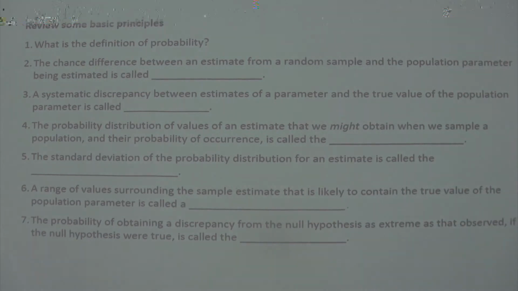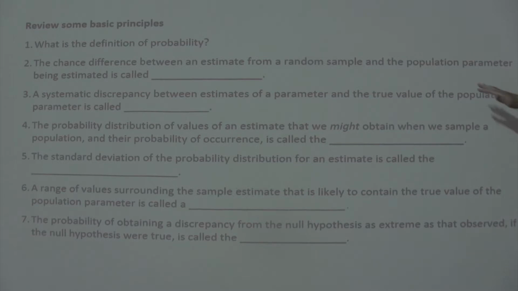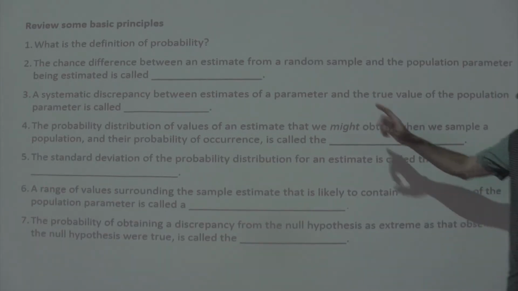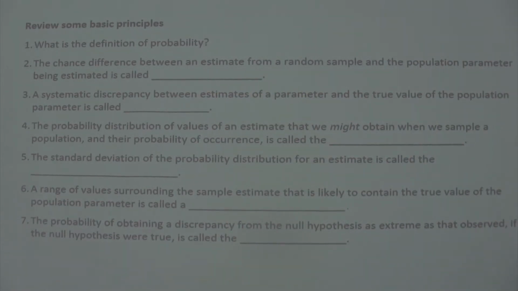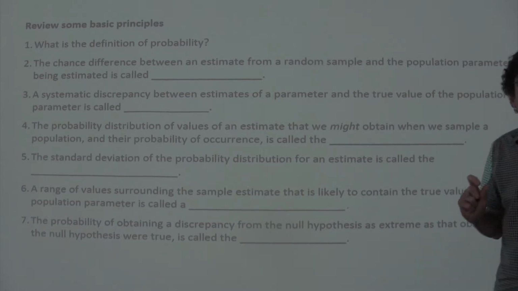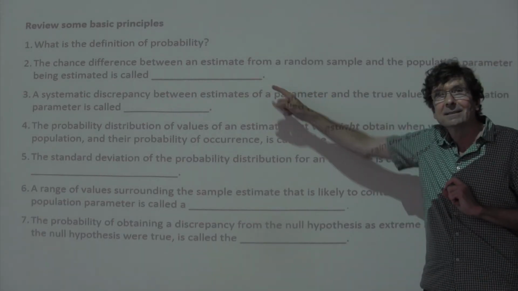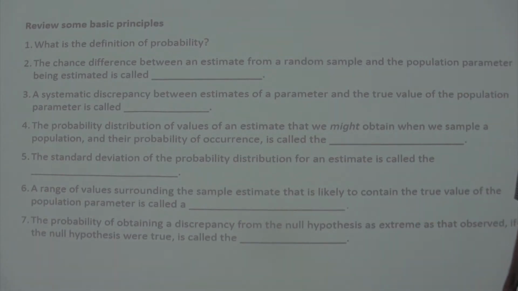The chance difference between an estimate from a random sample, like sample mean, x bar, and the population parameter being estimated, the population mean, mu, the chance difference between your estimate and the thing you're estimating is called what? One of the most important concepts you'll ever learn in data analysis is this one. So I really want to make sure that you know what that is. I'll go over it on the next slide. But if anyone wants to yell it out, go for it.